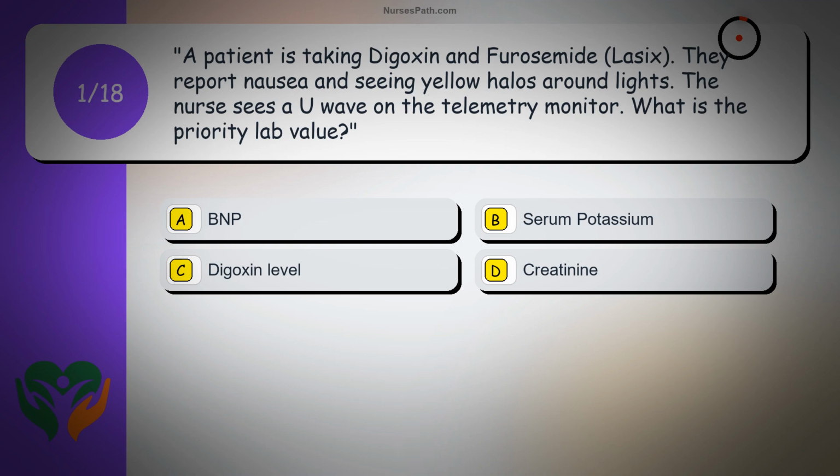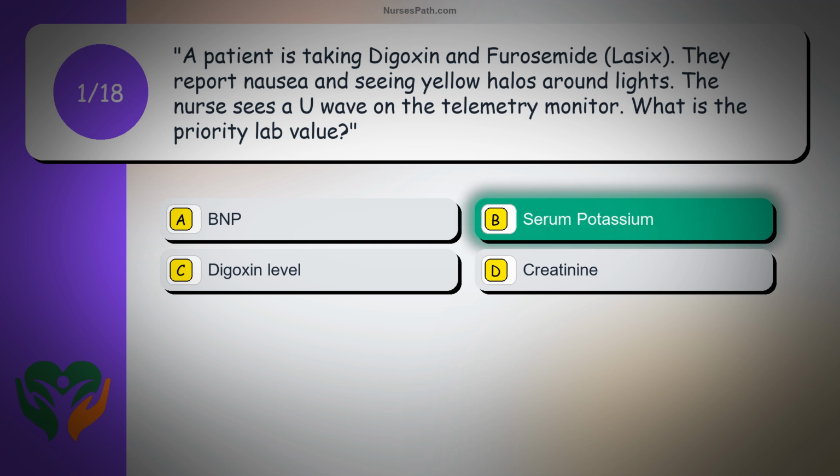Question 1. A patient is taking digoxin and furosemide, Lasix. They report nausea and seeing yellow halos around lights. The nurse sees a U wave on the telemetry monitor. What is the priority lab value? Option A, BNP. Option B, serum potassium. Option C, digoxin level. Option D, creatinine.